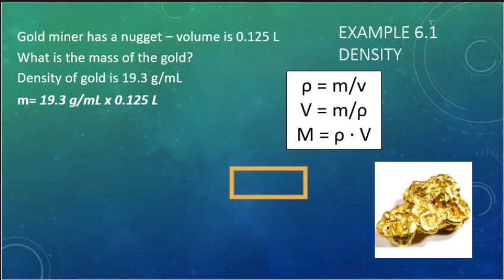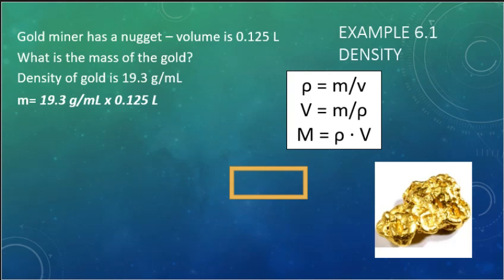All right, we're going to do an example here. A gold miner has found a nugget of gold, and somehow he knows its volume already. The volume is 0.125 liters, so he knows the volume. Magic. So he's trying to figure out the mass. To me, it would be easier if he knew the mass, wouldn't it? Because he could weigh it. He's trying to figure out the mass of gold.